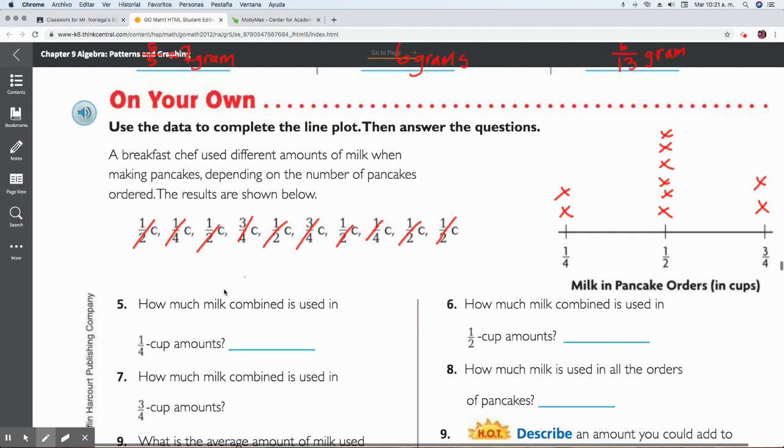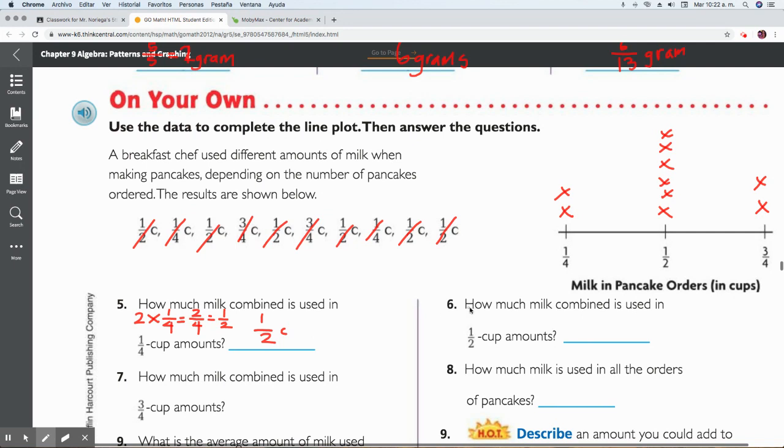All right, number 5. How much milk combined is used in 1/4 cup amounts? How many x's are on top of 1/4? 2 x's. So that means that we need to multiply 1/4 times 2. What would the answer be? 1/4 times 2, or 2 x's times 1/4 equals 2/4. Or simplified, we can simplify it to 1/2, right? So that would be the answer for number 5, 1/2 cup.